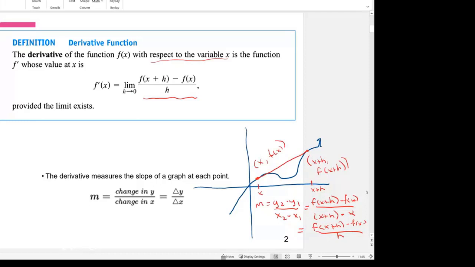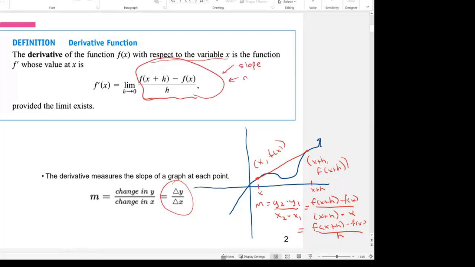So notice here what I've got just from the difference quotient without the limit is I have this function, which is the slope of the line. The derivative measures the slope of a graph at each point. We're looking at the change in y over the change of x, which again is our slope. We also call it the average rate of change.